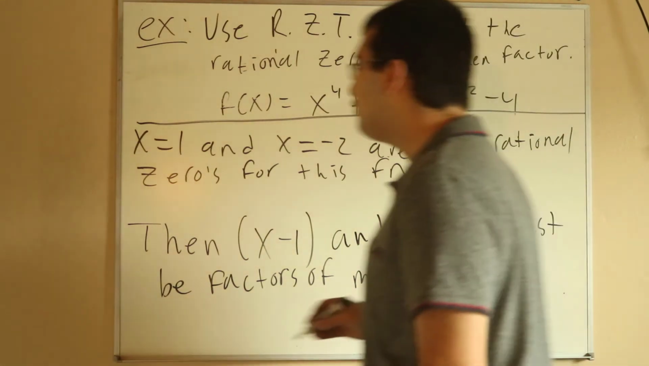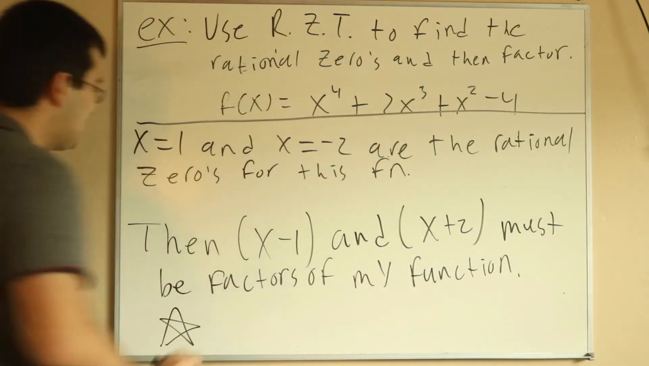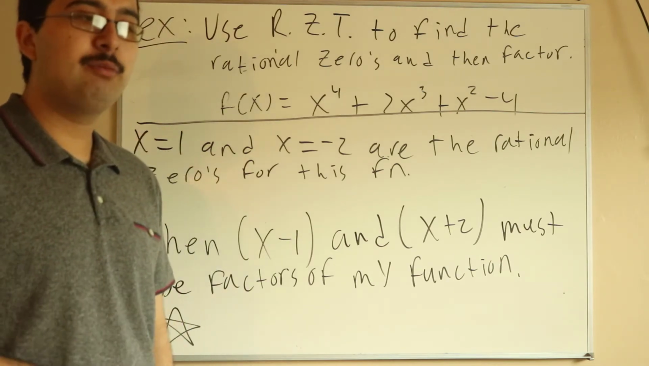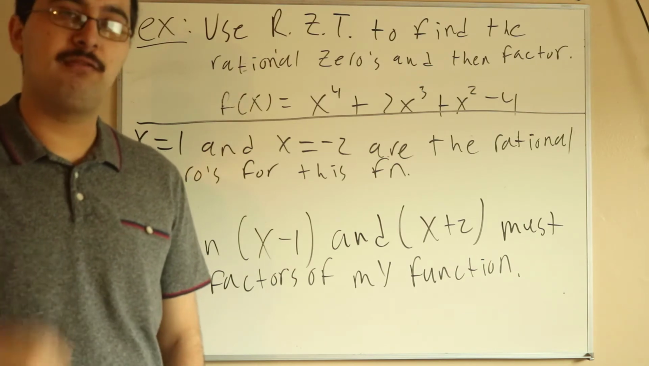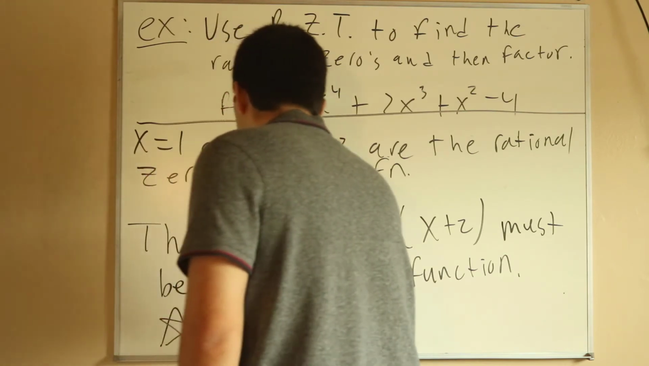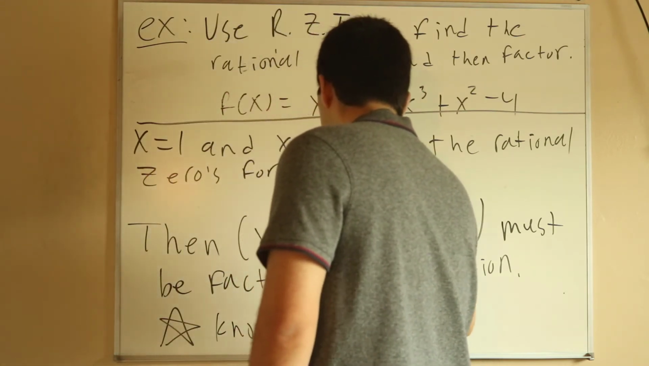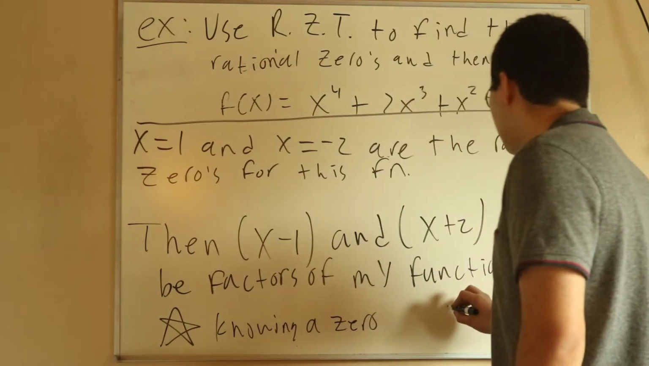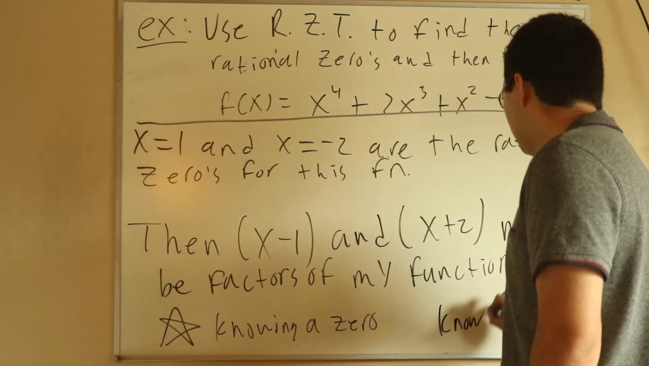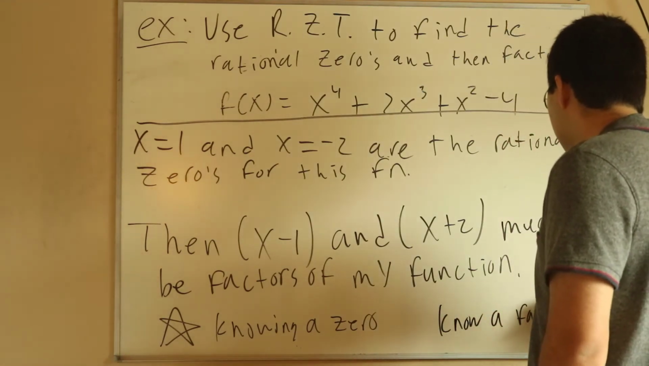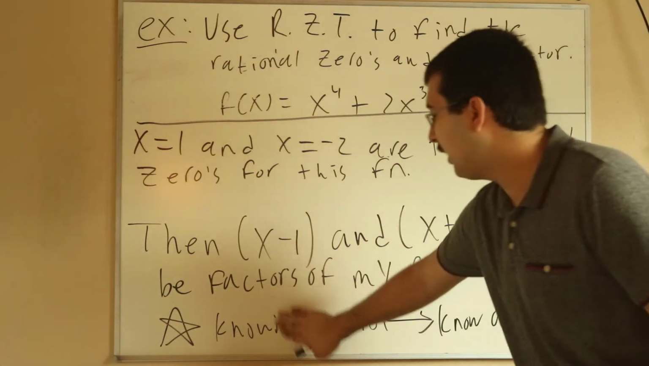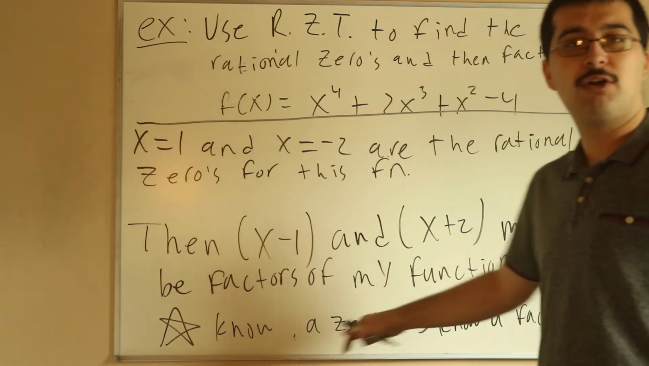Right? So we have to remember, and it's this key idea, that there's a strong connection between the idea of having a zero of a polynomial function and understanding what a factor of the polynomial function is. There's a strong connection between those. So knowing a zero lets you know what a factor is. So knowing a zero means you know a factor. And it's a two-way street, right? If I know a factor, I know a zero. If I know a zero, I know a factor.